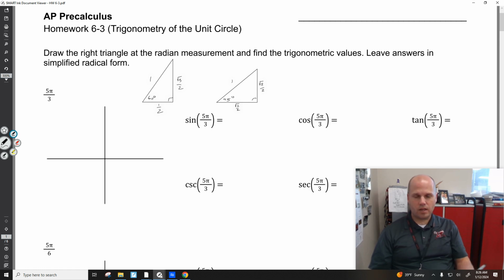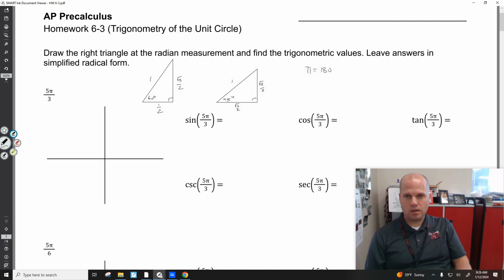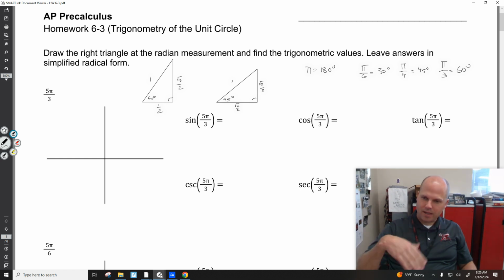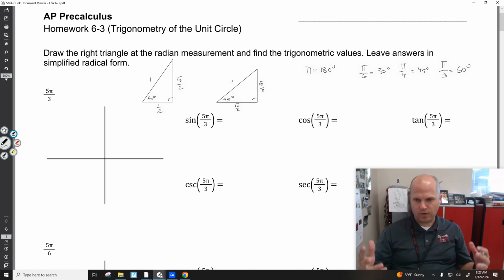Second thing you got to know is your radian measurements and where they're located. Things that we remember is pi is 180. And then going off of that, we know that pi over 6, dividing by the biggest number, gives us the smallest angle, 30 degrees. Pi over 4 would give us 45 degrees. And then pi over 3, dividing by the smallest number, would give us the largest angle. From last class, we talked about how we can add and subtract from pi or 2 pi to find the location.